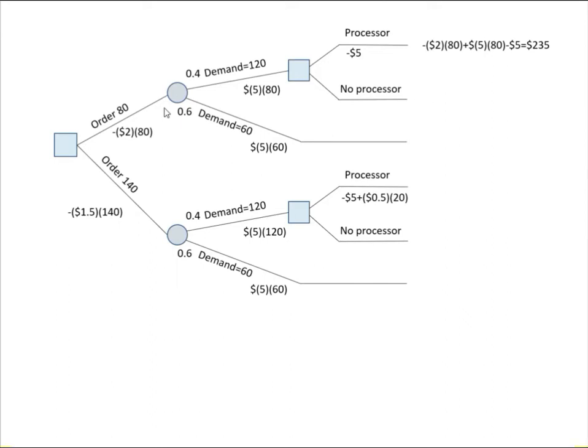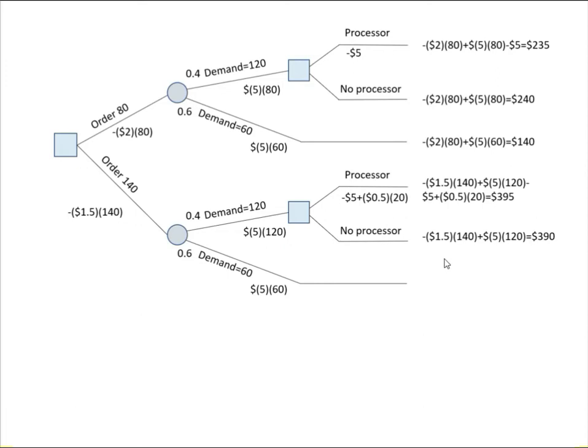Next case, similarly, just add up all the numbers along the path, which means this number plus this number, and that comes out to 240. Next one, this number plus this number, okay, so that's 140. Next one, he incurs this cost, receives this revenue, and then the food processor generates this cost or revenue. Just add all of them up, comes out to 395. Next one, again, this number plus this number comes out to 390. Finally, in this case, he incurs the ordering cost, generates this much revenue, that's it, add them up, comes out to 90. So this is the second step, providing the payoffs for each possible outcome.